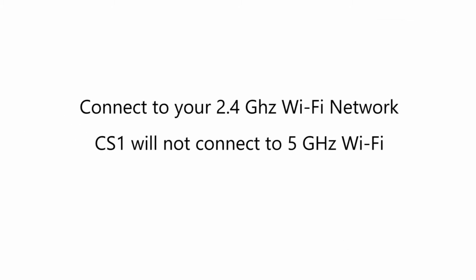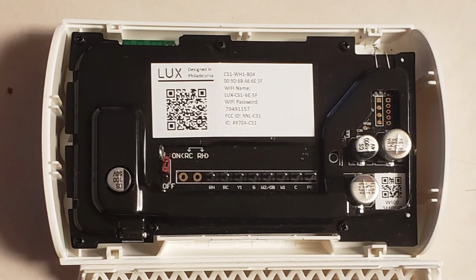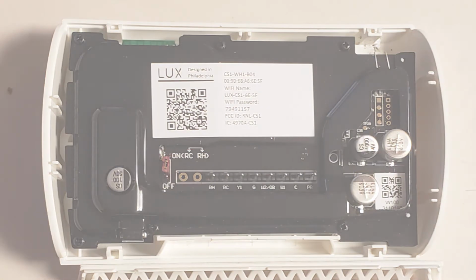Before you begin, make sure that your Android phone is connected to your 2.4 GHz Wi-Fi network. CS1 will not connect to 5 GHz Wi-Fi networks. Take a picture of the Wi-Fi name and password of your CS1 found on the inside of the box or on the inside of the front housing.